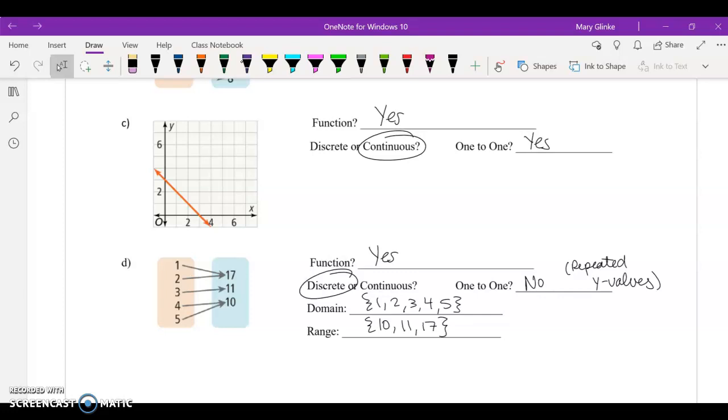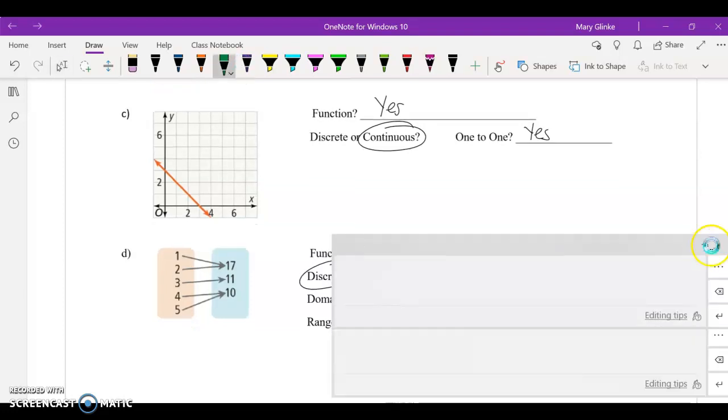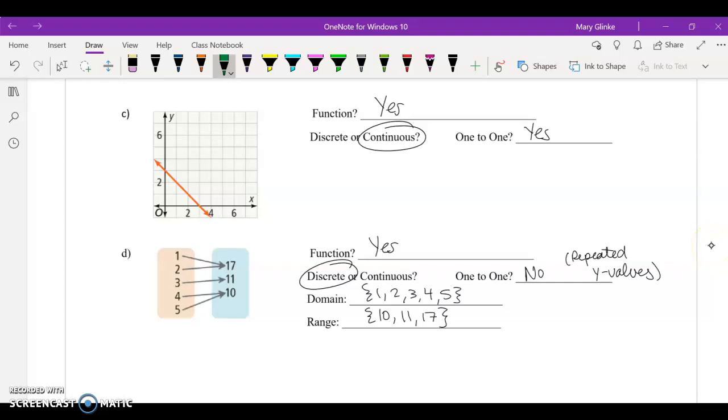C is a function. It passes the vertical line test, and you see that line drawn here, which makes it continuous. And it's one-to-one because it also passes the horizontal line test. For D, it's a function because there are no repeated x values. It's discrete because it's a set of points. It is not one-to-one because there are repeated y values. Your domain is {1, 2, 3, 4, 5}, and your range is {10, 11, 17}.